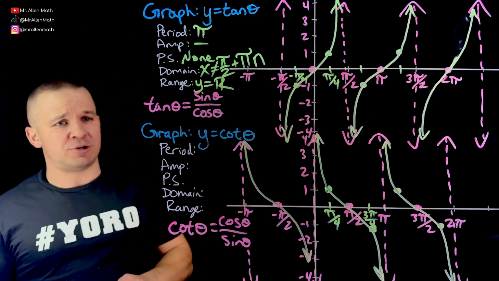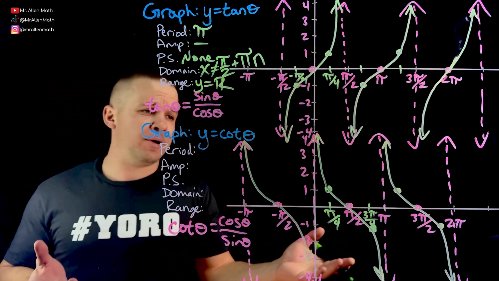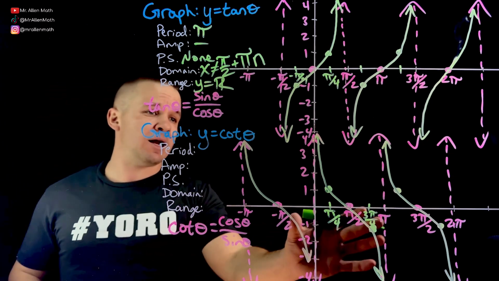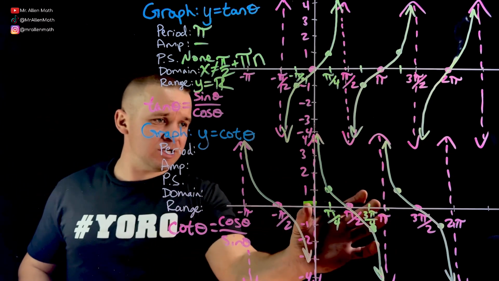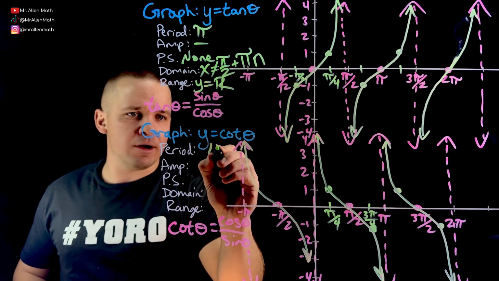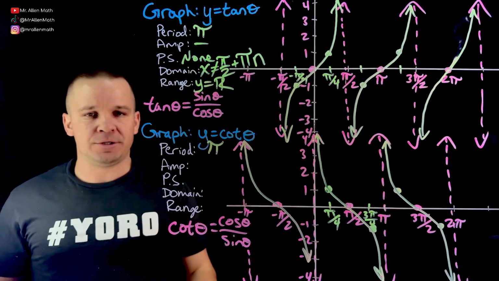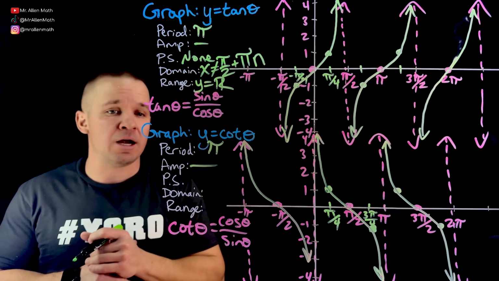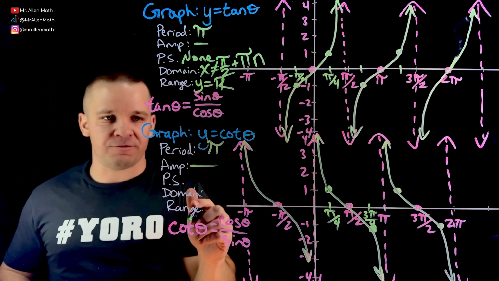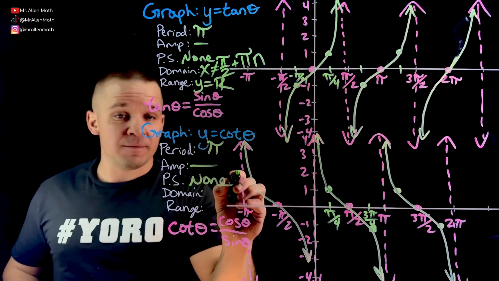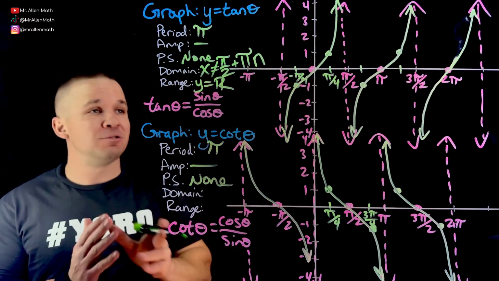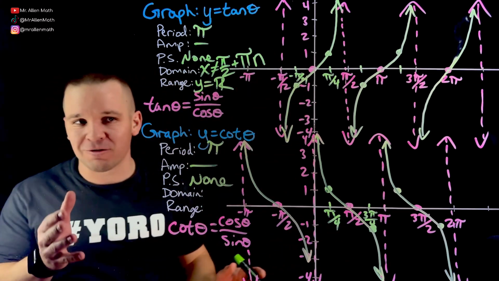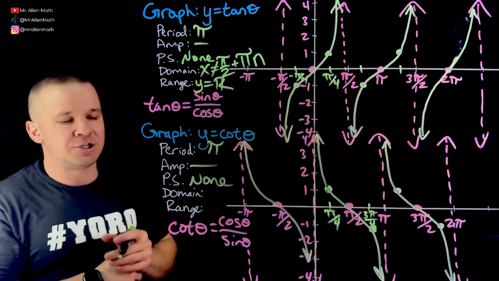We should probably answer some questions now, right? Our period appears to be the same, right? The graph is repeating in these chunks of pi, so our period is pi. How about our amplitude? Well, it never stops going up or down, so no amplitude that we can say here. Phase shift. We didn't do any shifting here, so none. I'm not going to even get into some separate examples here. It would get so crazy on this thing. I'll do another video with some transformations of tangent and cotangent.